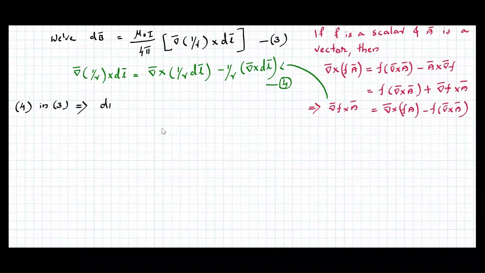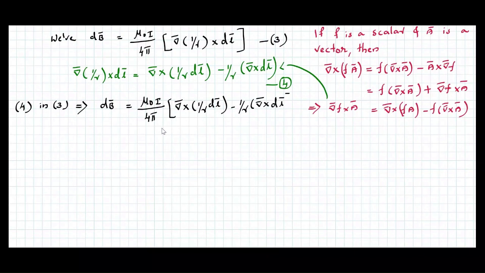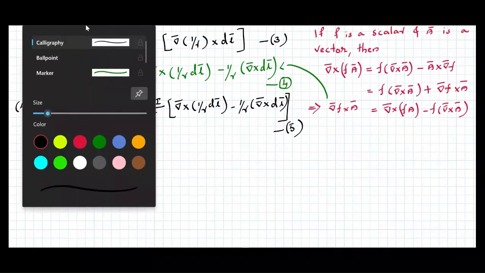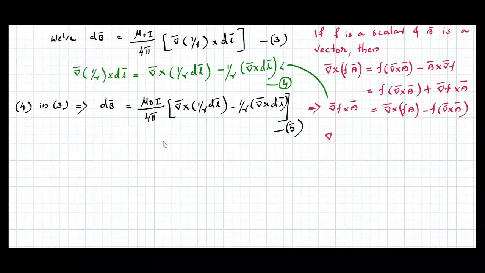Hence equation 3 becomes, now substitute the value of del 1 by r cross dl in equation number 3, that is 4 in 3, gives dB is equal to mu 0 I by 4 pi del cross 1 by r dl minus 1 by r del cross dl. Let it be equation number 5. Now equation number 5 contains two terms. Let us evaluate the second term.